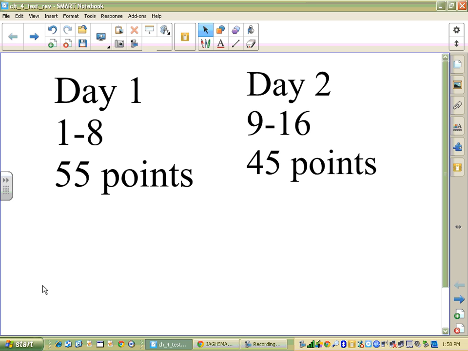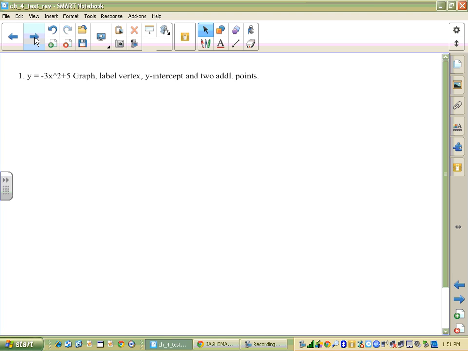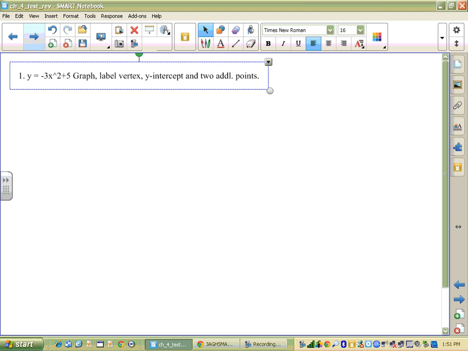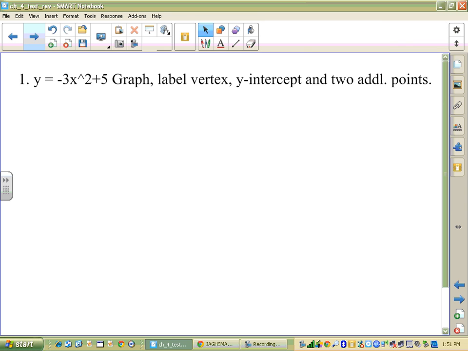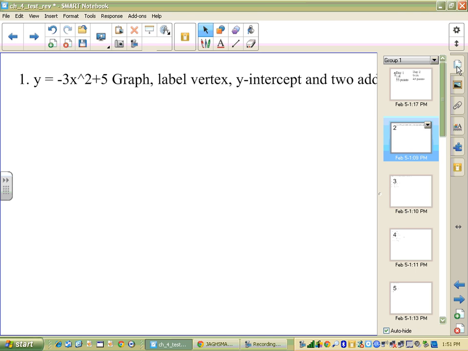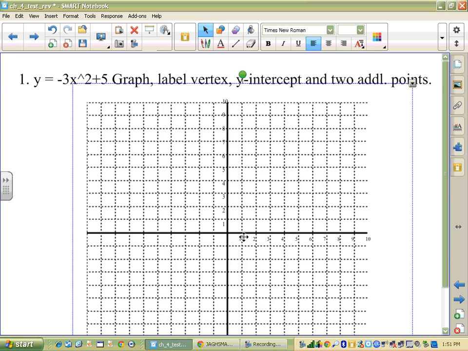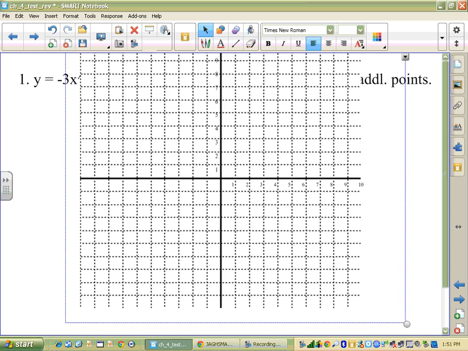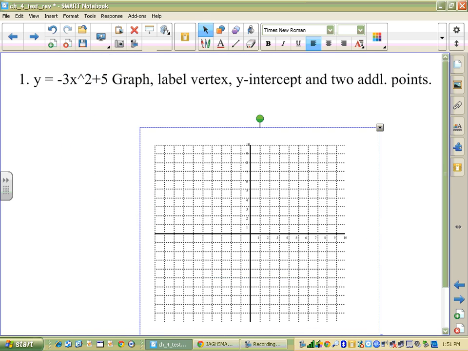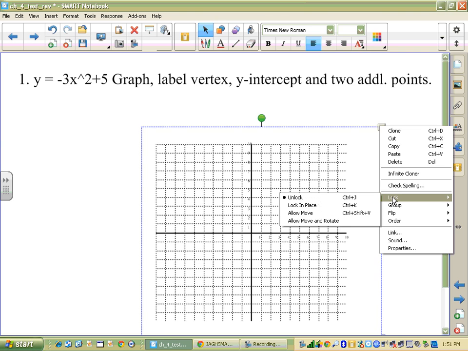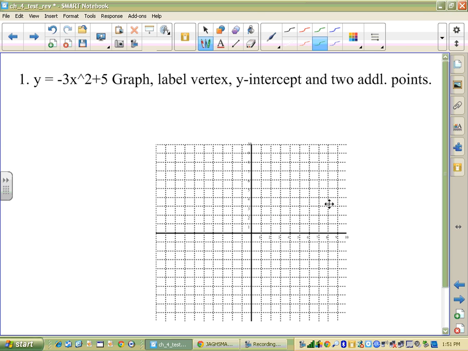So here we go. We better look at this. There will not be any kind of curve, so don't expect one. Question number 1 will be just like this. It will say graph this, and it will say label the vertex, label the y-intercept, and 2 additional points. For sake of time, if there's questions, maybe I'll address them, but here we go.